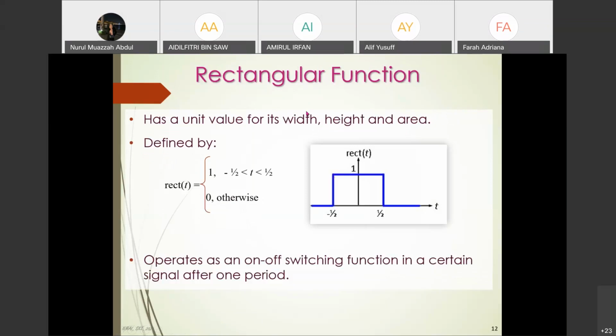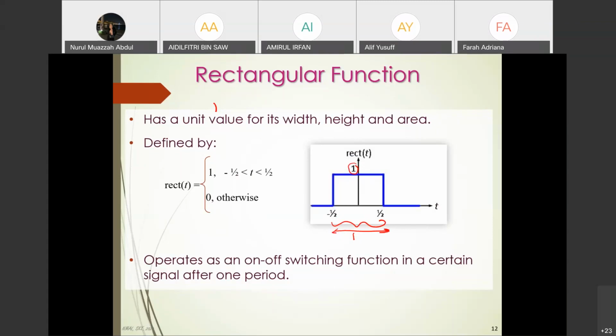Okay, for rectangular function, it has a unit value for its width, height, and also area. A unit value means that it has value 1. If you look at the figure here, it has amplitude 1, and also here the width is also 1. And when you multiply 1 by 1 to get the area, it is also 1.